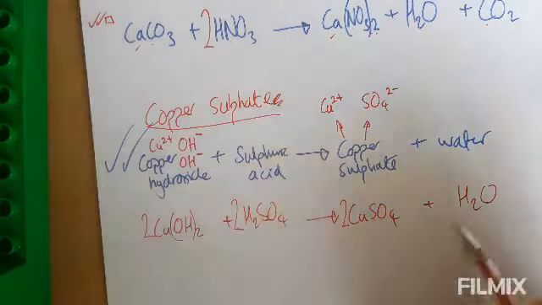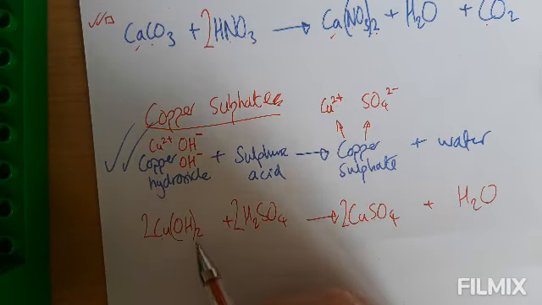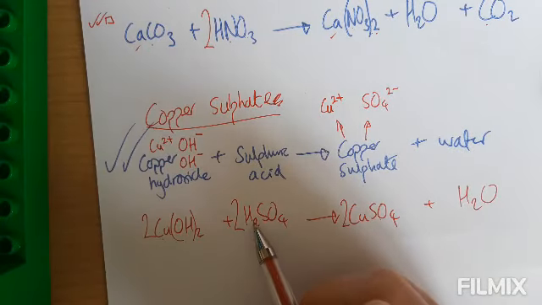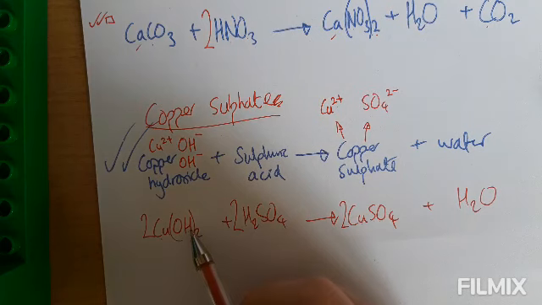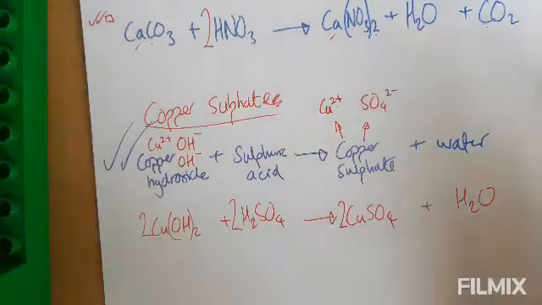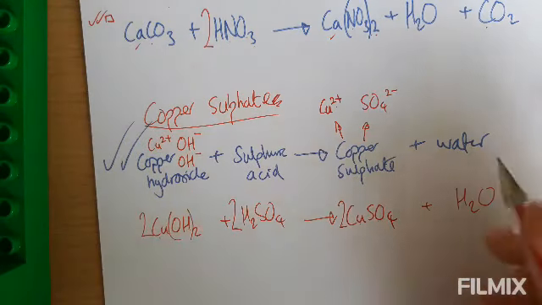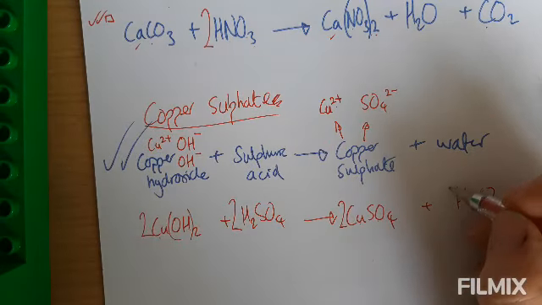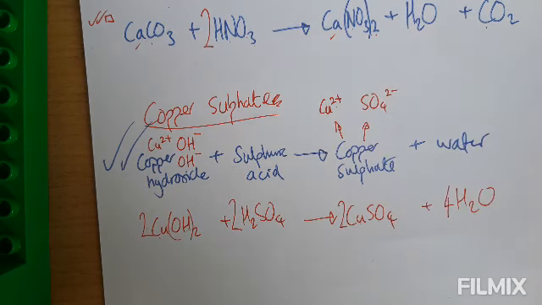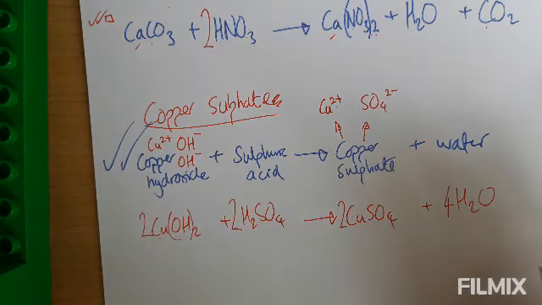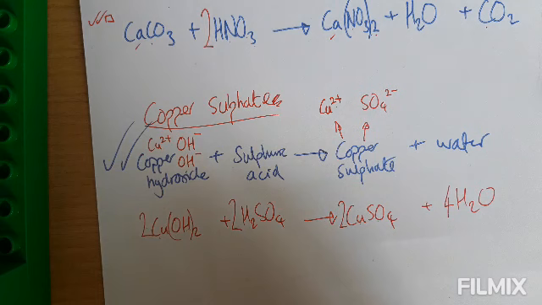If I count up the hydrogens on this side, I've got 1, 2, 3, 4 hydrogens. 1, 2, 3, 4 hydrogens. I've got 8 hydrogens over this side. So 4 H2O. I think that balances. I'm serious, this is a hard one.